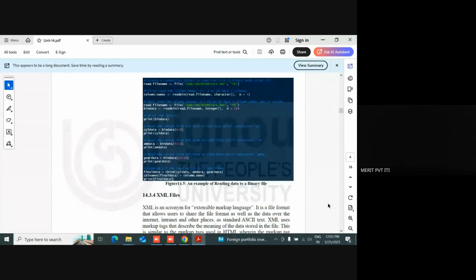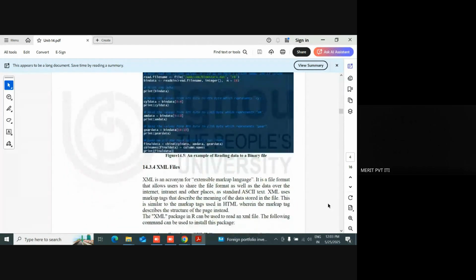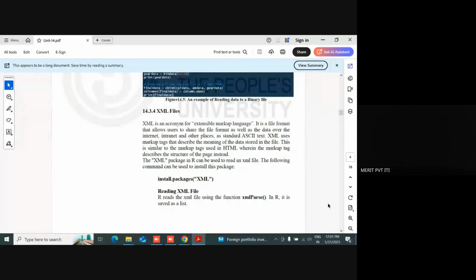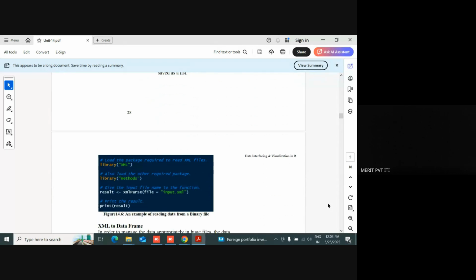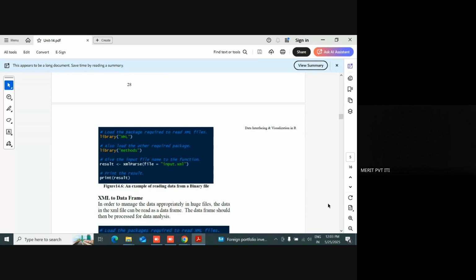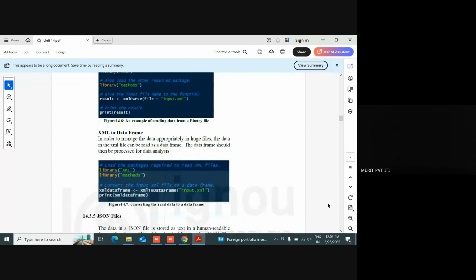In R programming, this is the XML file. The programming for the XML file has been made in the same way. You can see it. This is the R programming for reading an XML file. The XML in data frame. Look, everything is built. So everything is put in the software in R programming.